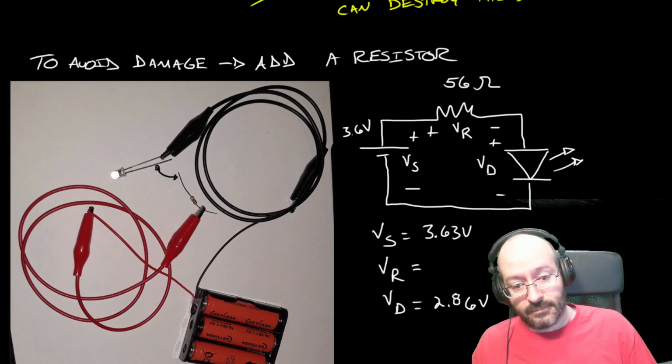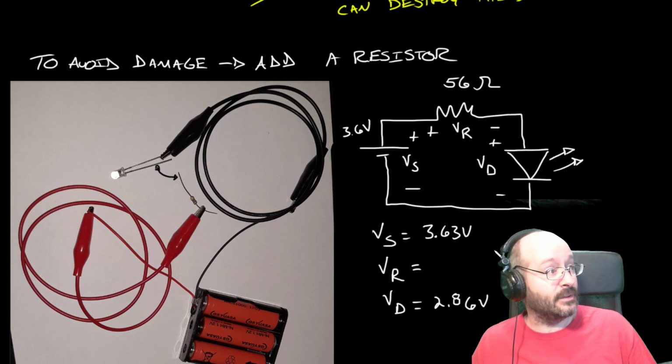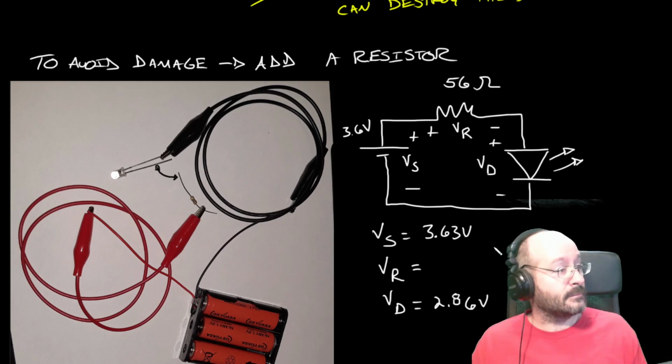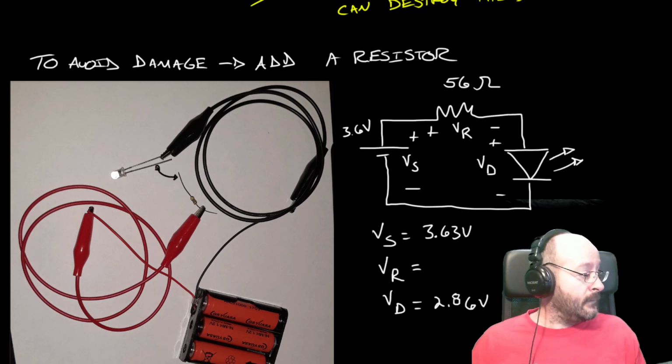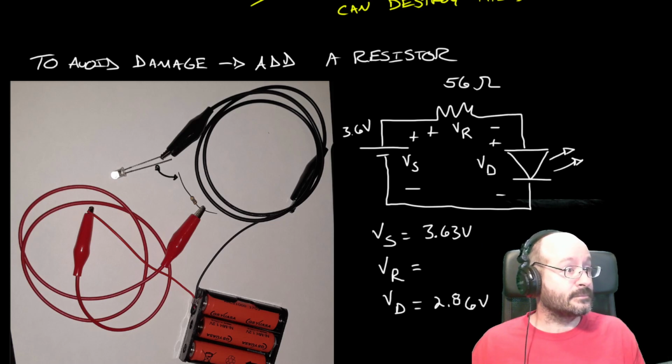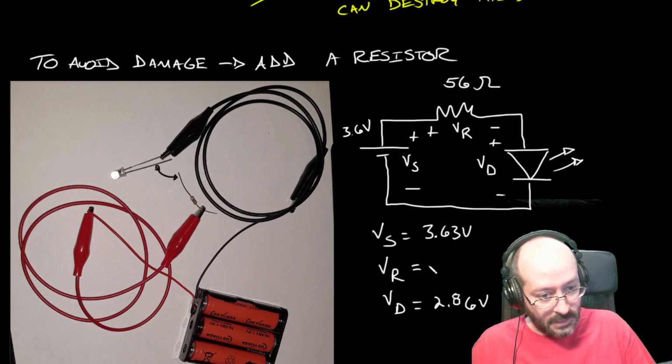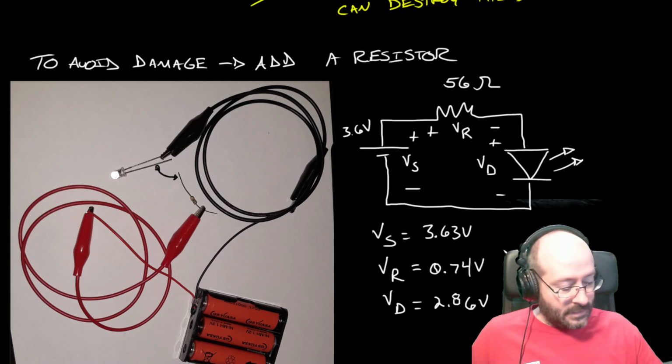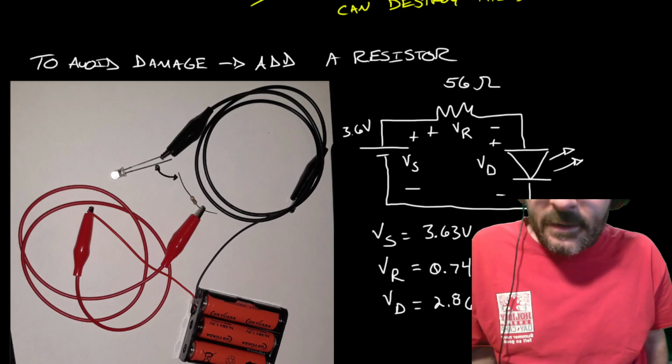And then VR, so one on one side of the resistor and one on the other. What do you get for that one? 0.74. Cool. Awesome. 0.74 volts. Okay, so here's how this works.